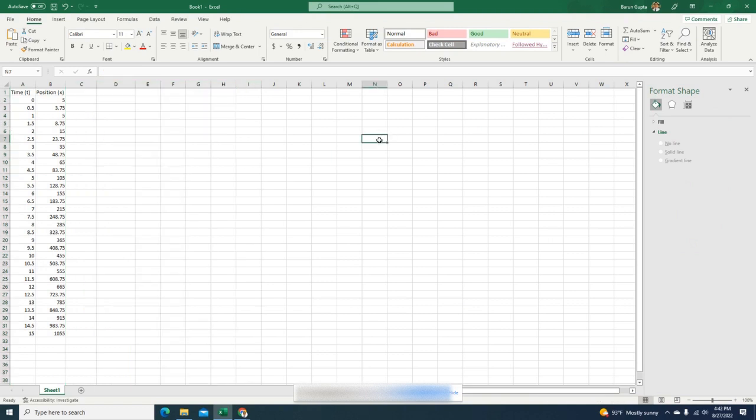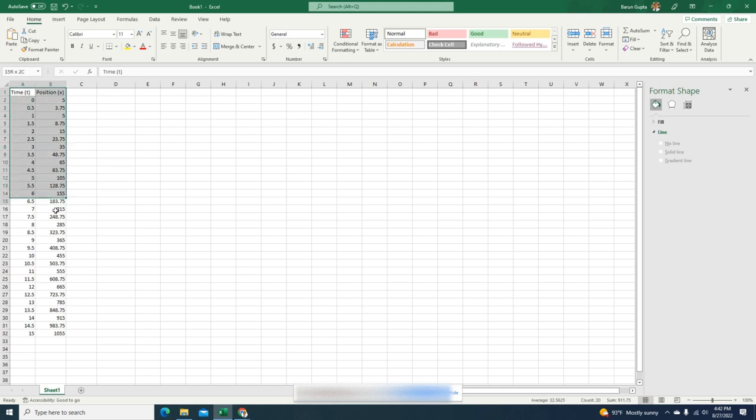So in this video, I'm going to talk about how to plot a velocity time graph from a given position time. So here in the first column, we have the time, and then we have a position, which is a function of time. So what does this mean? At time equals 0, that is when the clock started, our position was 5 meters. And at 0.5 second, my position was 3.75 meters. So let's first plot a position time graph.